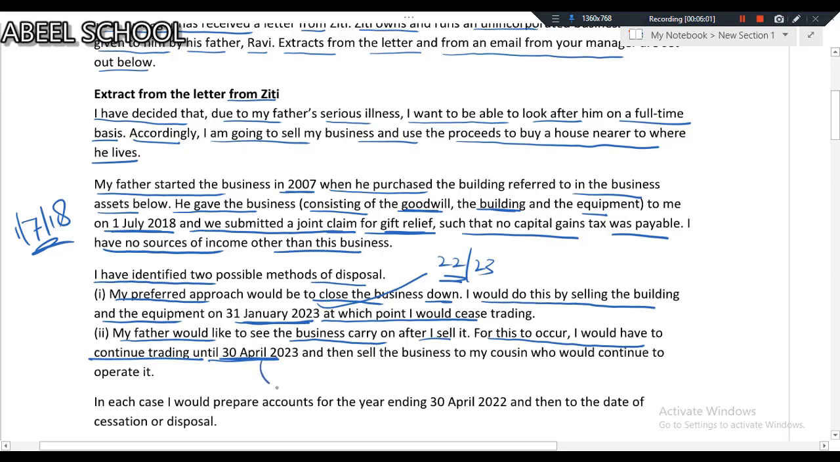If he continues the business till 30th April 2023, this date falls in the tax year 23-24. Then sell the business to my cousin who would continue to operate it.